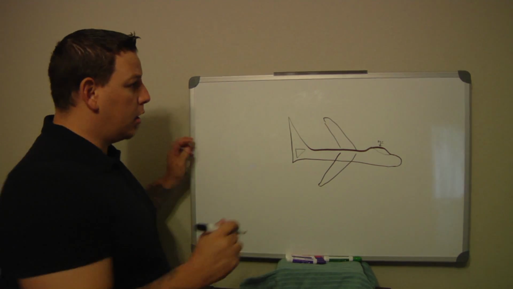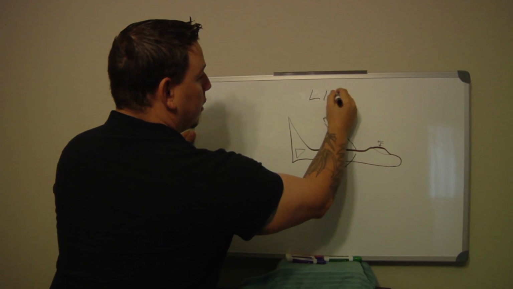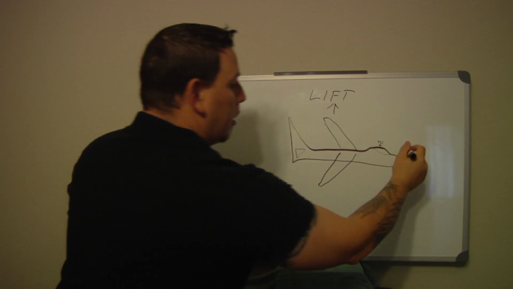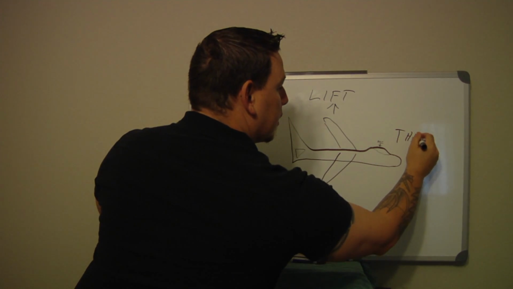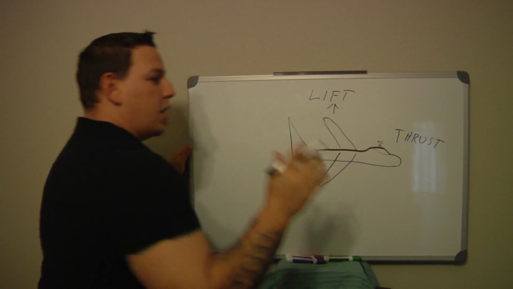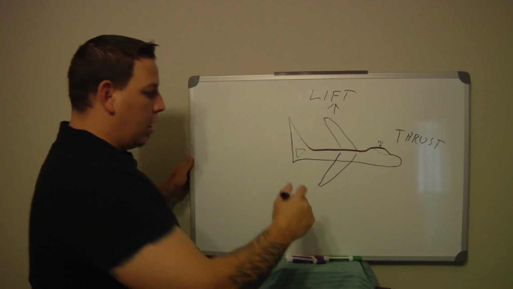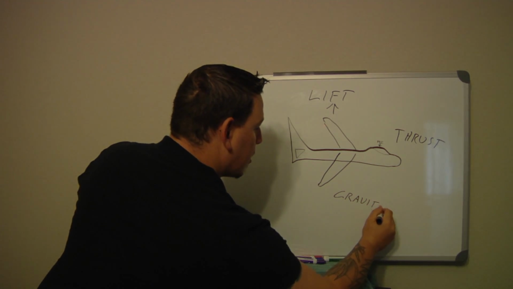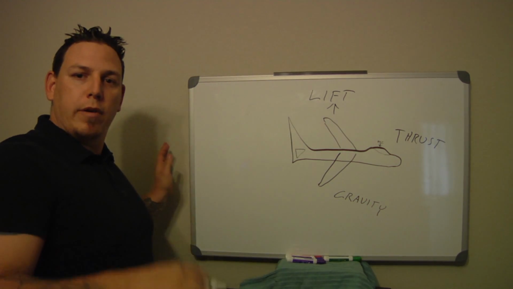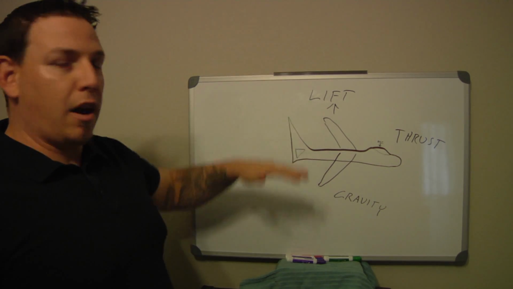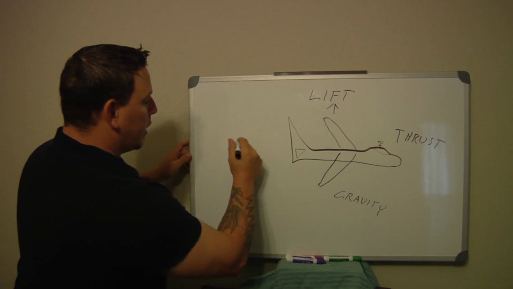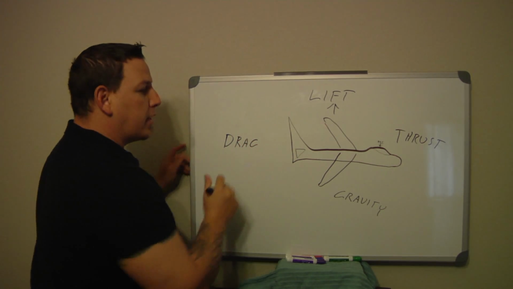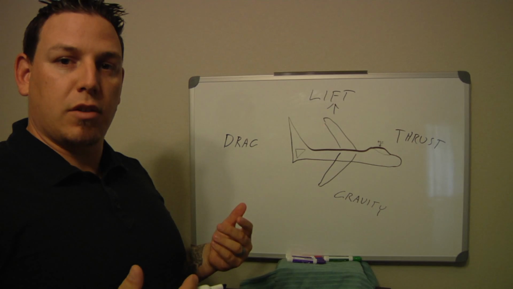So they are lift, which is what keeps the plane up; thrust, which is any force that propels the plane forward; gravity, with a subcategory of weight, is anything that brings the plane down and counteracts lift. And then the final one is drag, and that's any force that counteracts thrust.